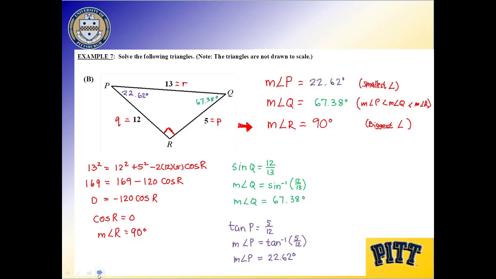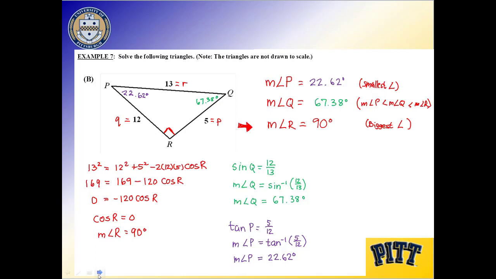And for instance, the tangent of P equals 5 over 12, which means angle P is the arc tangent of 5 over 12, which is about 22.62 degrees. Now, these are not the trig functions I had to use. I could have picked any number of them because I have all three sides of the triangle. I could have also used the law of sines or the law of cosines to find these angles. I have several options, but they should all give me the same answers here.